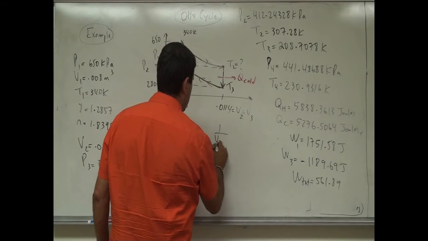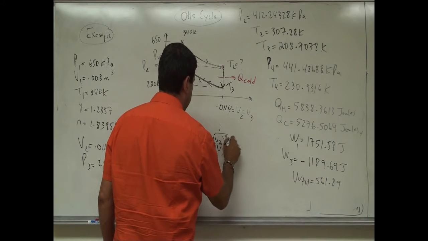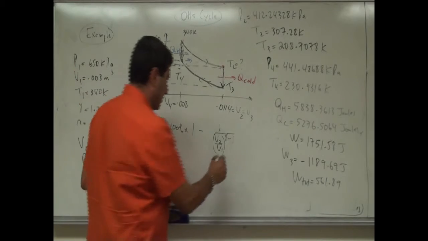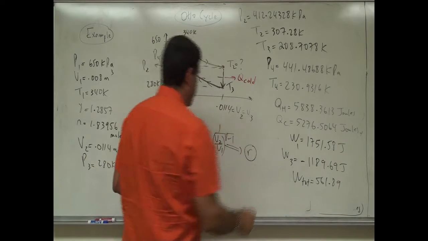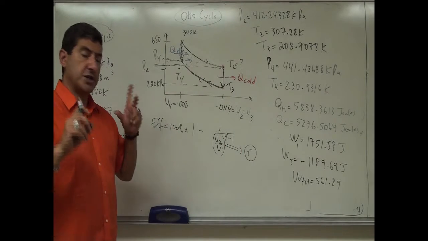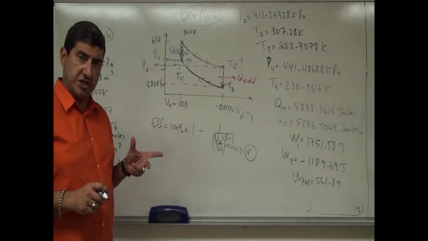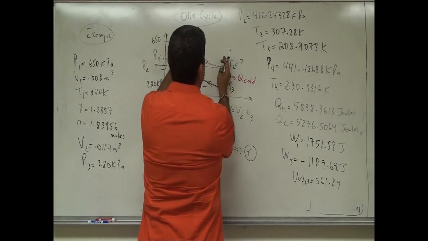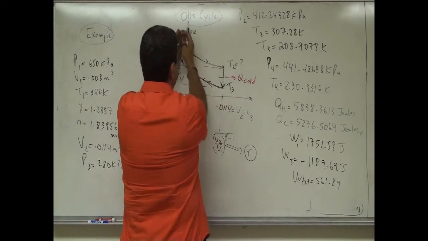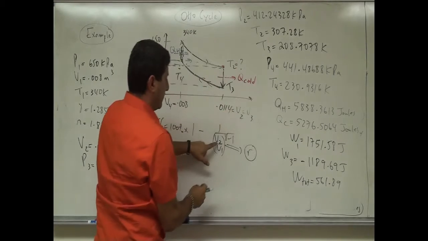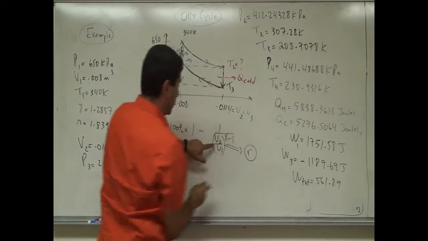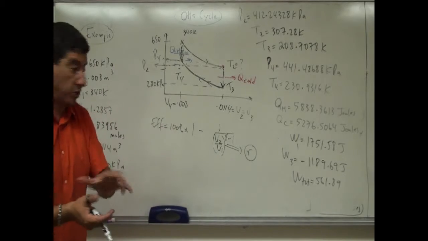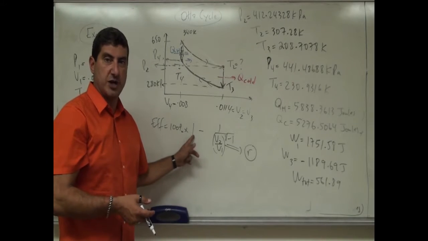The efficiency of the Otto cycle can be written like this: 100% times 1 minus 1 over V2 over V1 to the power gamma minus 1. This ratio V2 to V1 is called the compression ratio R of the engine. For the Otto cycle, the efficiency primarily depends on this ratio. If I make the compression ratio larger, that means I expand the gas more. When this number gets larger, you have 1 over a larger number, which is smaller, and efficiency approaches closer to 100.